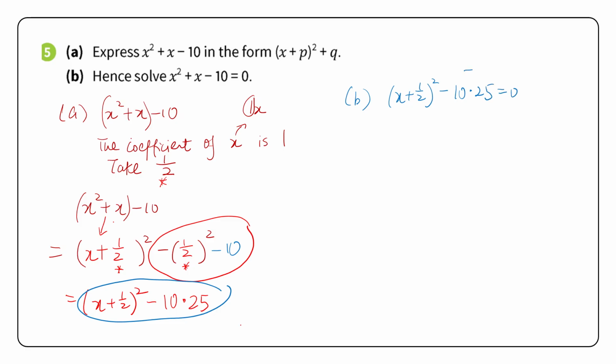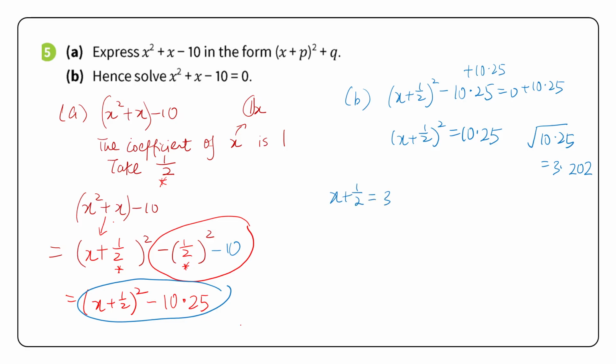Right, so we add 10.25 on both sides. You will get this. Okay, and then we square root 10.25. You will get 3.202, right? So x plus half is 3.202. Or another possible answer, remember, because the power is a multiple of 2, negative 3.202.